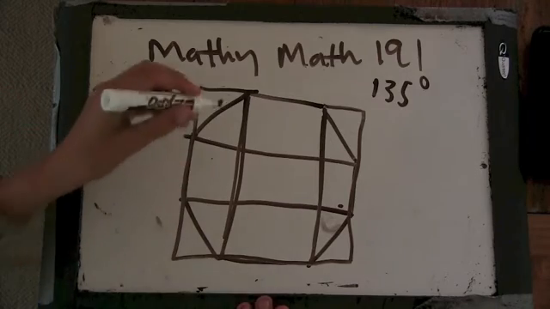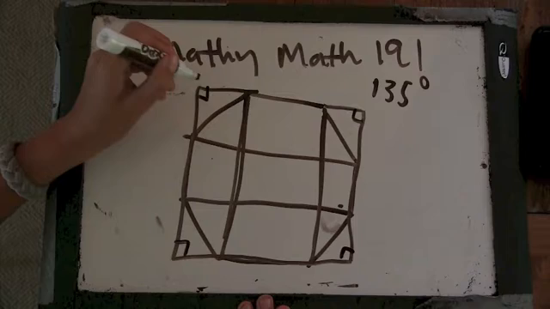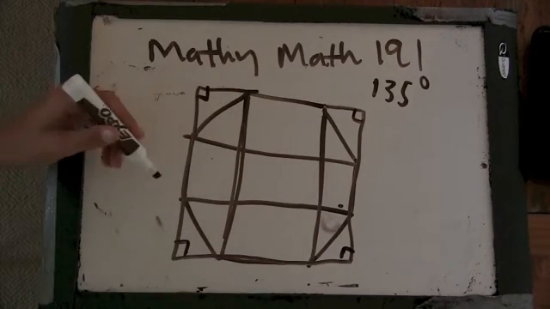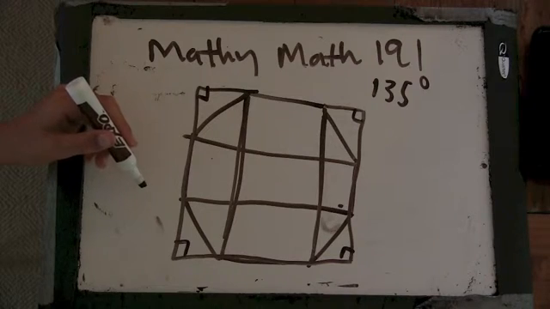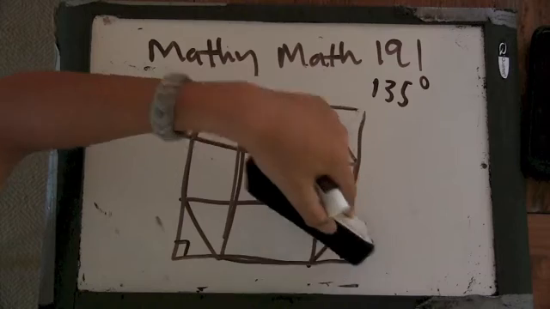Well, let's see. These are right angles. Whoa. How do you know that? Well, because we have a square. How do you know that? Well, actually, no, I don't know that yet. That's what you're trying to prove.